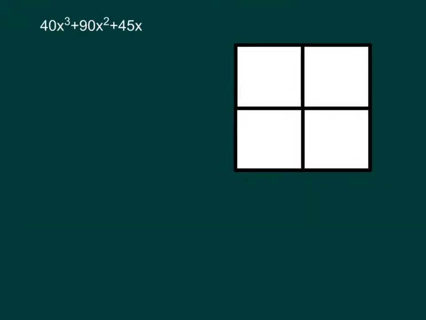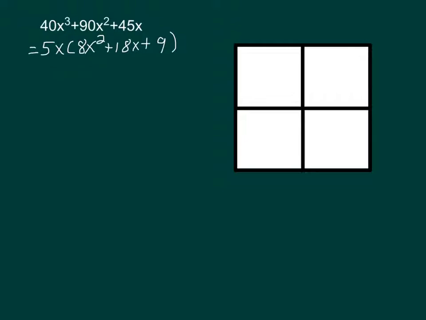Alright, so here's a trinomial, 4x cubed plus 90x squared plus 45x. If I want to factor this, the first thing that I always look for is a greatest common factor. I notice that my three coefficients all share a factor of 5, and that each term also shares an x. Therefore, I can factor 5x out of each term as my greatest common factor. This leaves me with 5x times the quantity 8x squared plus 18x plus 9.